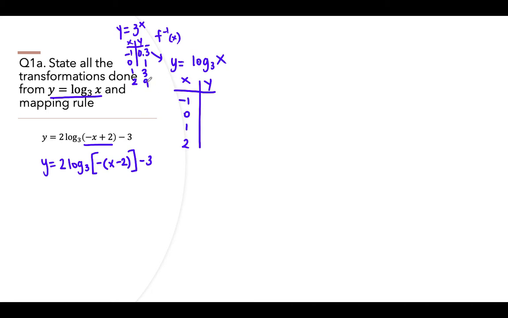So therefore, if I were to switch it, negative 1 goes in the y value. Ideally, rather than just putting a number like this, I would do the inverse. So it will be 0.3, 1, 3, 9, and negative 1, 0, 1, 2. Now, after, we could do all the transformations together.